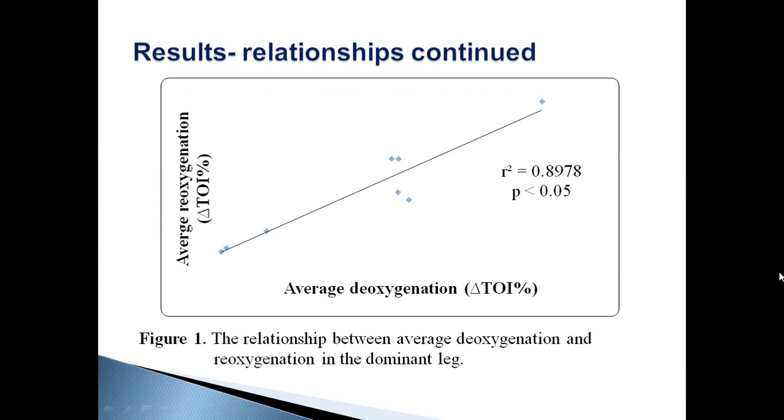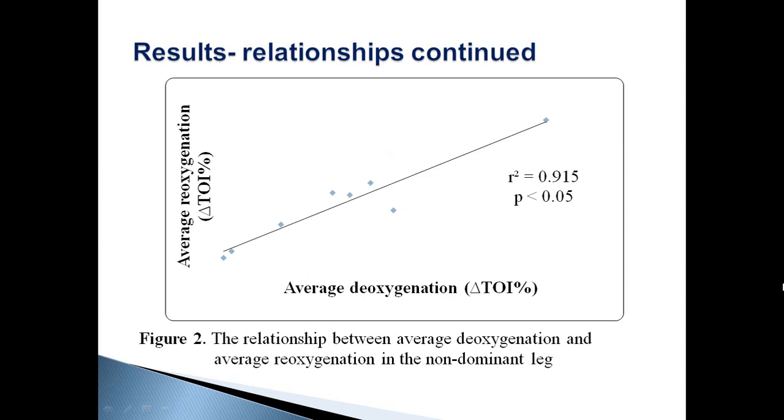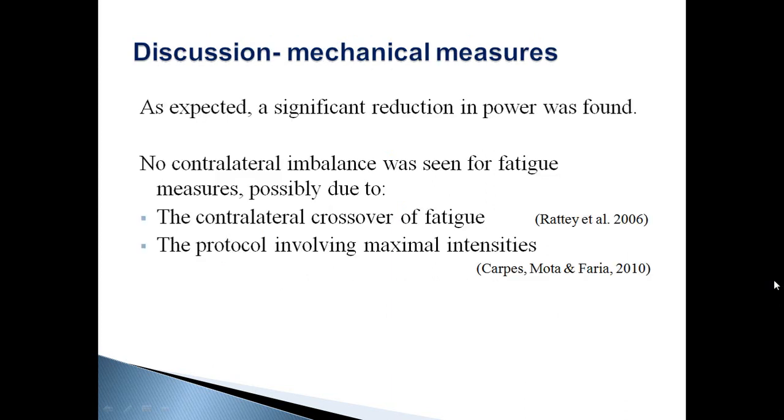This graph shows a strong correlation between oxygenation, deoxygenation and reoxygenation in the dominant leg, and the same for the non-dominant leg. As expected, a significant reduction in power was found across the sprint intervals. No contralateral imbalance was seen for fatigue measures.